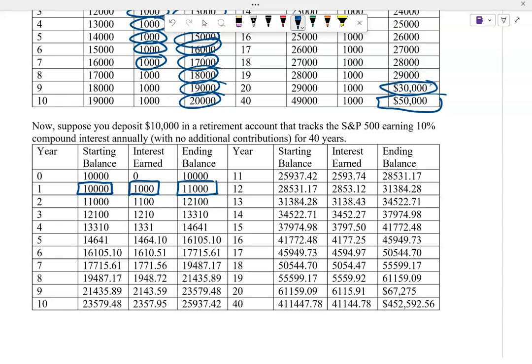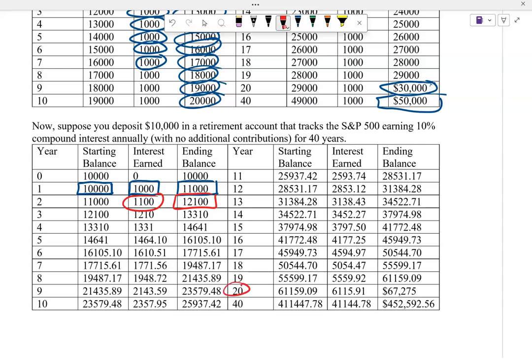But now I'm starting with $11,000 and taking 10% of that. Well, 10% of that is $1,100, not just $1,000. And so now I have $12,100. I have $100 more than I would have had after year two. And it's doing this year to year. And you might be thinking to yourself, well, that's not that big a deal.